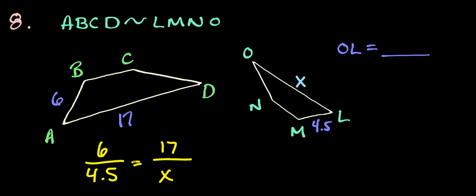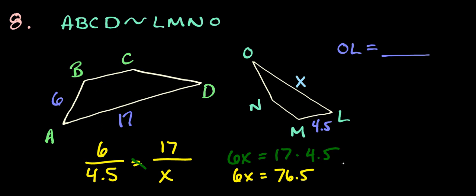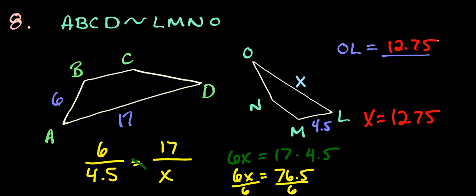Now let's go ahead and cross multiply. So you're going to have 6x equal to 17 times 4.5. And when we do that, we end up with 6x equal to 76.5. So now we just need to divide by 6, and that's where we're going to get our x from. So we get x equals 12.75, which is the length of OL.